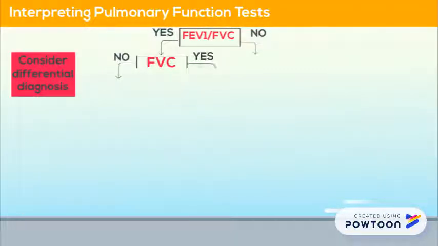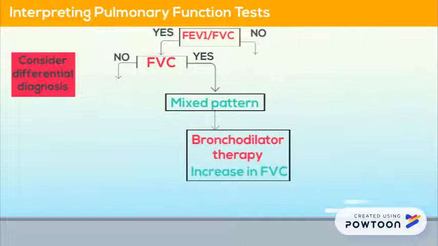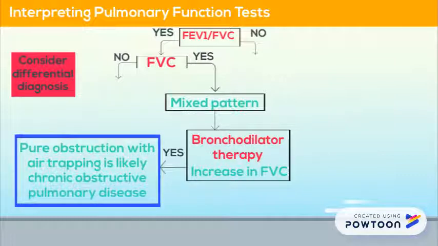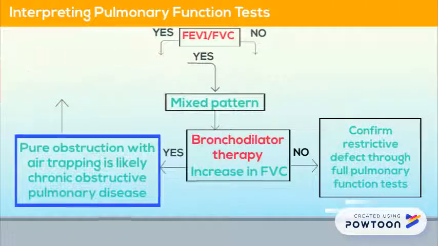After knowing the patient has a mixed pattern, a bronchodilator will be used. If there is an increase in FVC, that means the patient has pure obstruction with air trapping, likely COPD. If FVC does not increase after the bronchodilator, you need to confirm a restrictive defect through full pulmonary function tests.